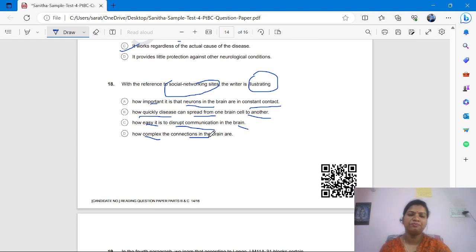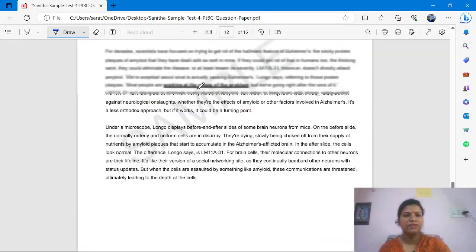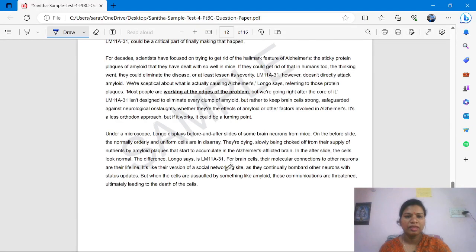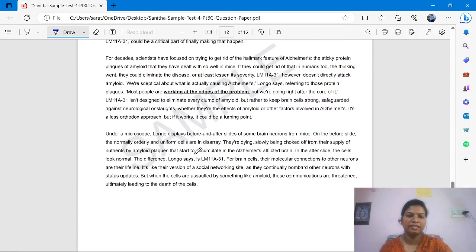Very carefully. So once more: read the question, find out the keyword, then come to the text. We have to find out the social networking. The questions are in sequence. So the last question we did in the second paragraph, so then we have to come to the third. So this is the first, second, third.